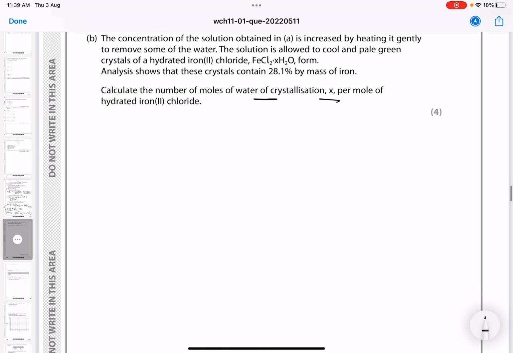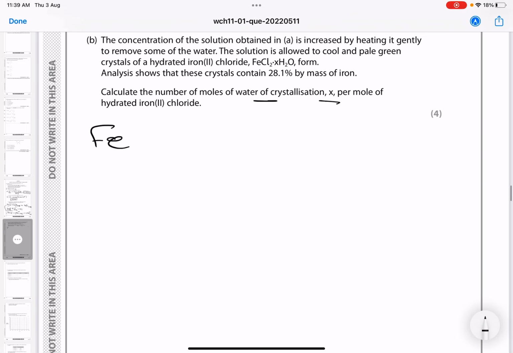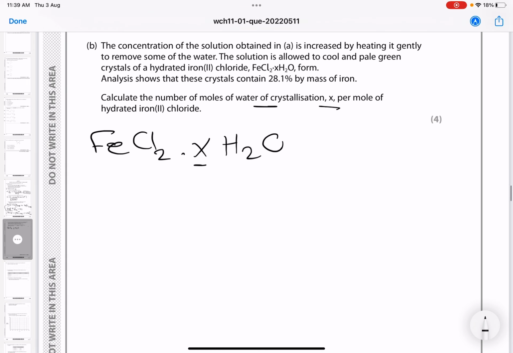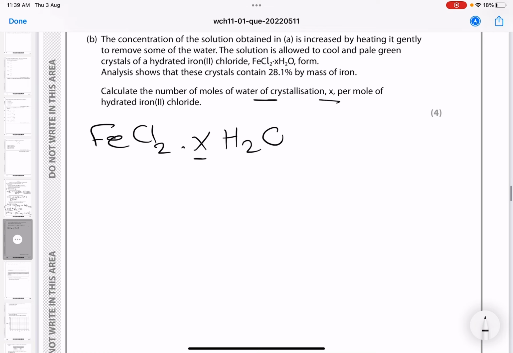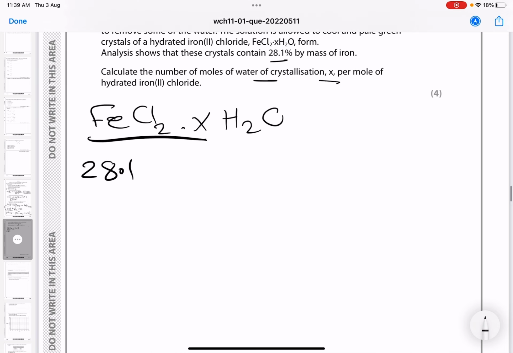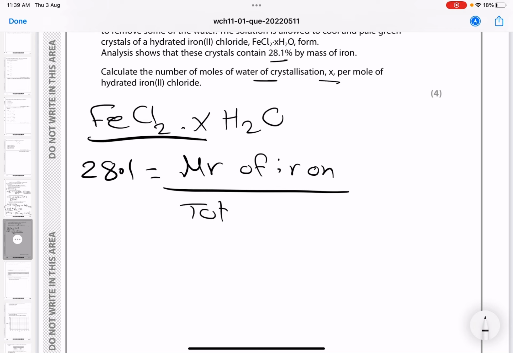Okay guys, so we know that we have FeCl2.xH2O, and we need to find x. We have important information given in the question, which is that this contains 28.1% by mass of iron. What does this mean, guys? This means that 28.1 equals the Mr of iron over the total Mr of the hydrated iron chloride, times 100%.